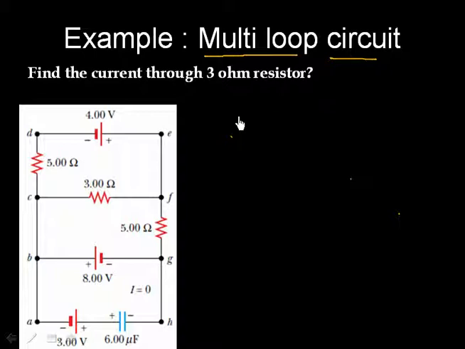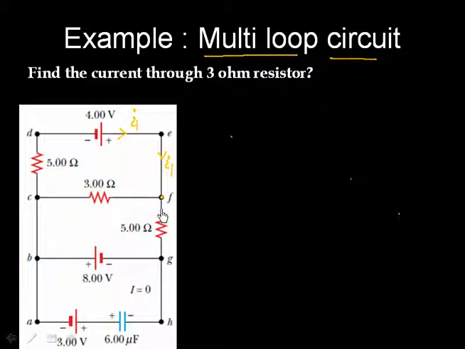First thing is we have to distribute the current. Let us say we start from this battery. This battery sends a current of I1. This current reaches here and goes in this direction. So this current, I1, is now reaching here.